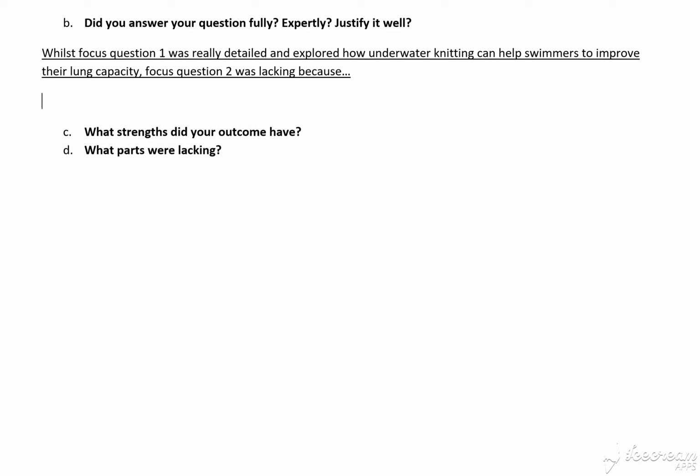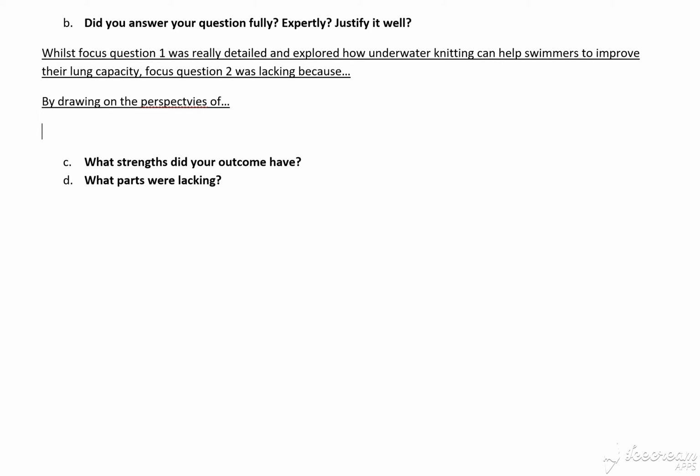You might also talk about the expertise that you draw upon. So you might talk about how, by drawing on the perspectives of whoever, you were able to improve the expertise represented. Maybe it's that you were able to really justify a controversial point. All of these are suitable things to be talking about.